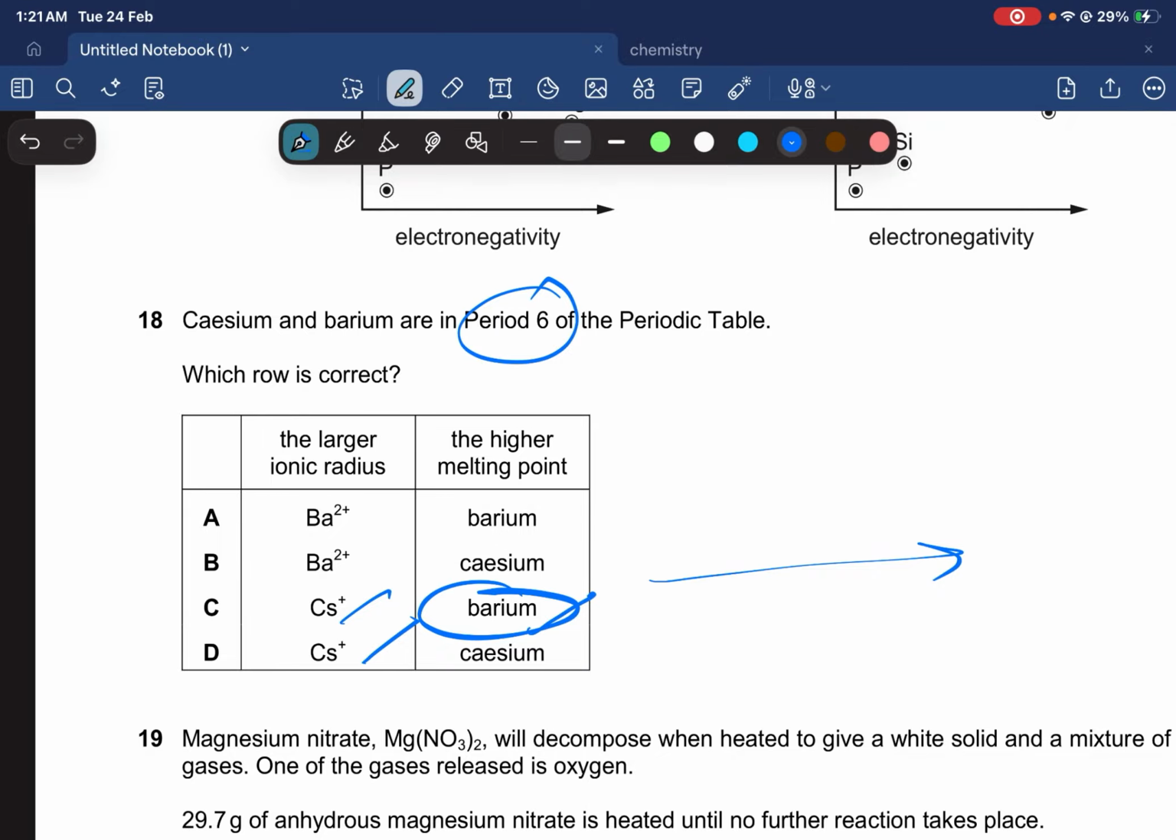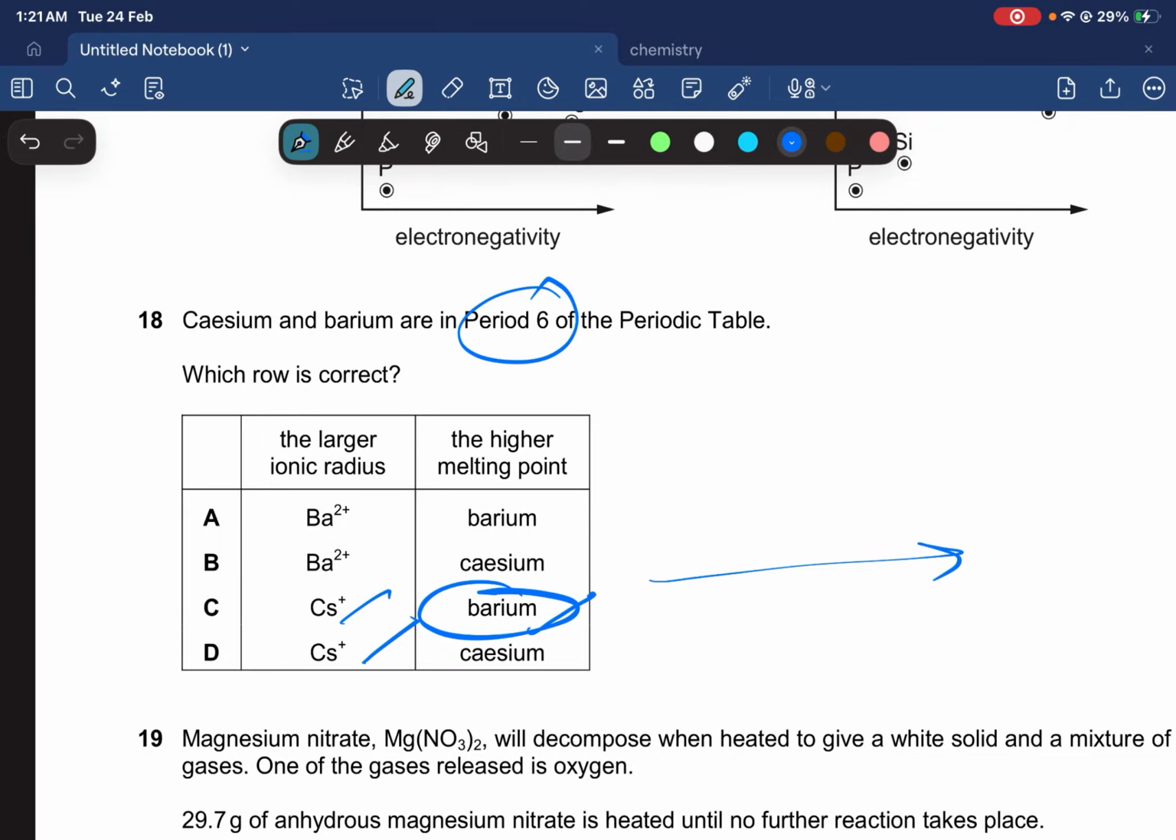Magnesium nitrate, Mg(NO3)2, will decompose when heated to give a white solid. We know what it is going to form? Mg(NO3)2 is going to decompose to form MgO plus half O2 plus 2 NO2. A mixture of gases, one of the gases released is oxygen. 29.7 gram of anhydrous magnesium nitrate is heated until no further reaction. What is the mass of the oxygen produced?